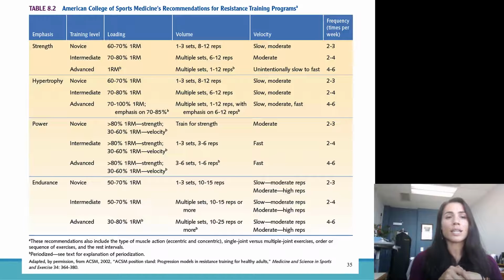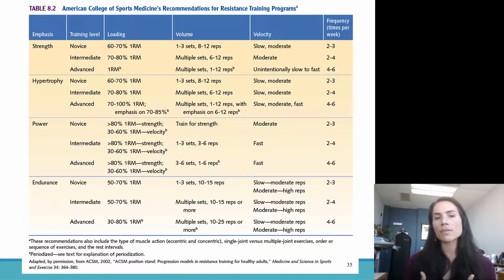So for instance, if you have a client who is intermediate and on week 6 they want to work on power, you can use this and say, oh great, my client's intermediate, they want to work on power. I know that I'm going to have them load at about 80% of their 1RM. And then I know I'm going to have about 1 to 3 sets with 3 to 6 reps. My velocity, which is how fast you're doing these movements, is going to be fast, right? Because it's power training. And I'm going to do that about 2 to 4 times a week, right? So you can follow that schematic here on this chart. This gives you a lot of information, and it's a really nice guideline for people to use for training their clients.